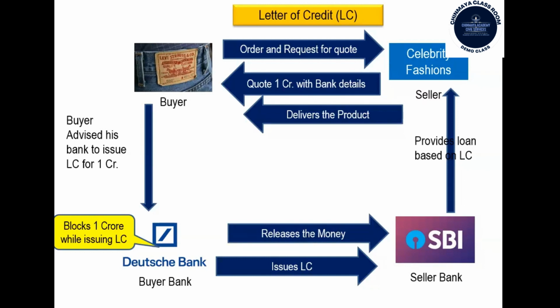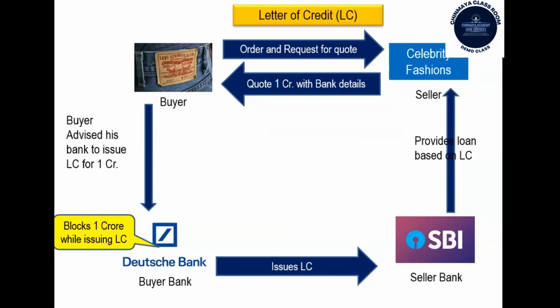Clear? No, sir. I don't know this part. Last part. Money issuing. You see, State Bank of India told Celebrity Fashions, you spend all the money and do the project. Send the bill to me, I will settle it. So, Celebrity Fashions got a kind of loan.